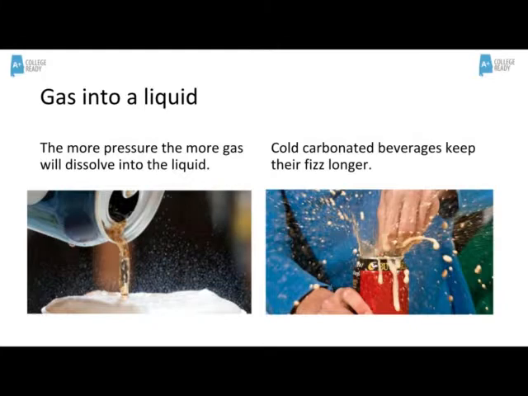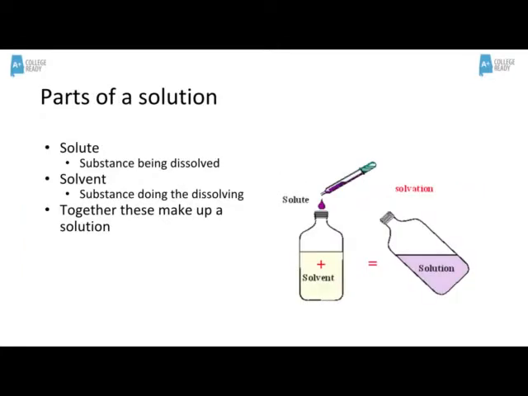Same thing with temperature. If you want to keep a beverage with its carbonation longer, then you want to keep it colder. You want to keep it in the fridge. Cold water is going to keep more of the gas dissolved longer than warm, because the gas is moving slower in something that's cold versus something that's warm, so it will stay dissolved longer.